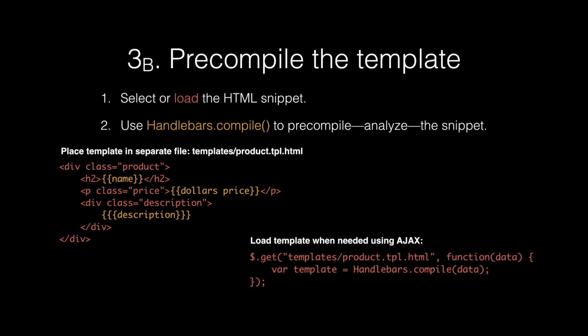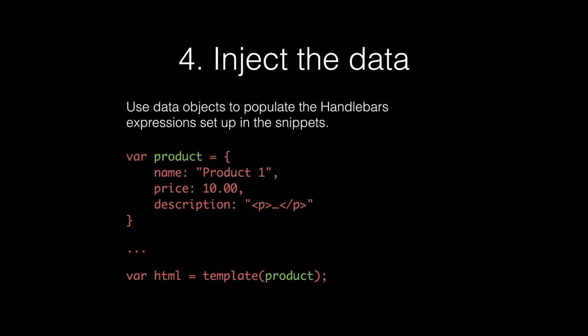Then in our script file, so back in maybe our main page in a script section or in our scripts.js, we're going to load that template when needed using AJAX. So you can see we're using AJAX, the get operation, to go to that templates/product.tpl.html file. And when that's loaded, we'll call this anonymous function where we pass in the data that was loaded and use that data to precompile using handlebars.compile. Okay, so let's look at those. We're going to look at one more step, and then we'll investigate each of these. We'll kind of review them all in one flow.